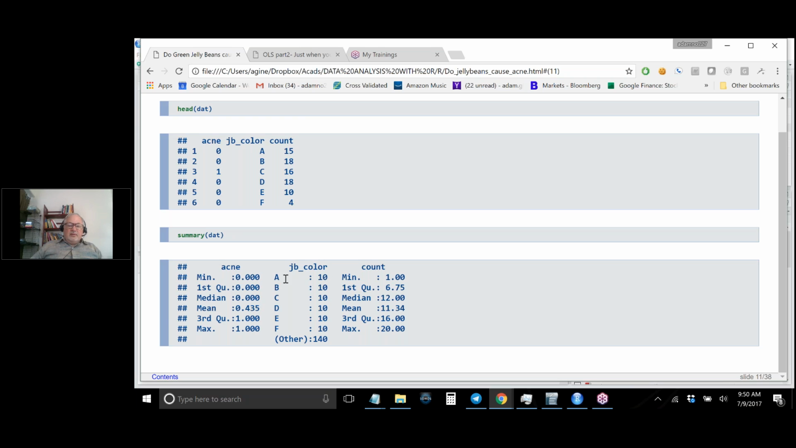And the colors, you see it just describes that each of these colors occurs 10 times. And the count runs from 1 to 20. And the median is 12. So that means half the people ate 12 or less jelly beans, half the people ate 12 or more jelly beans. Okay, so that's actually useful.